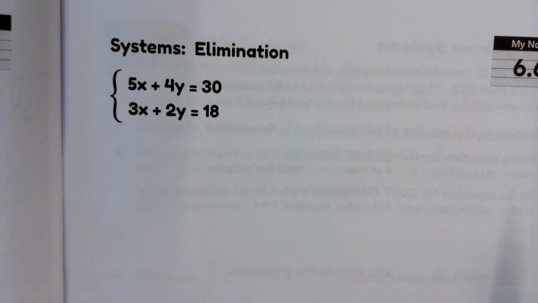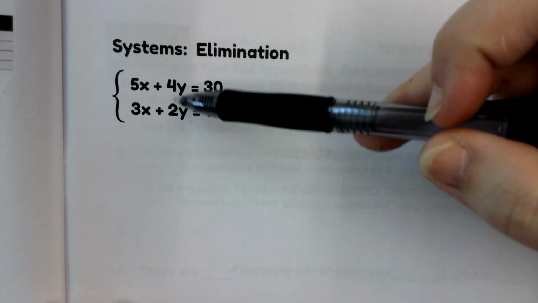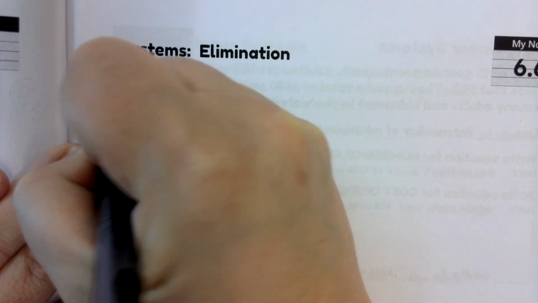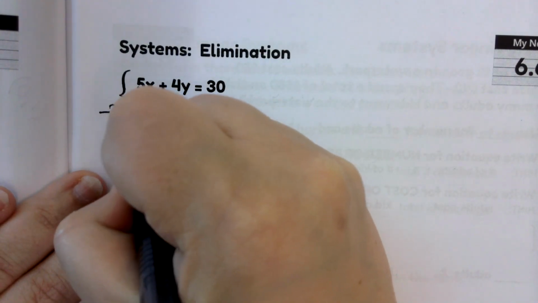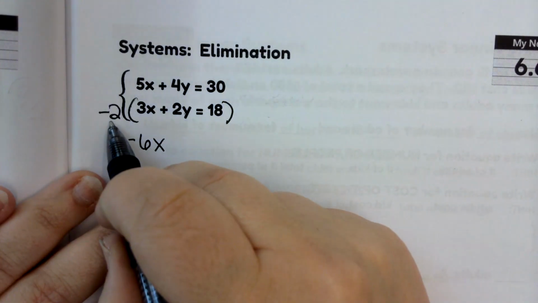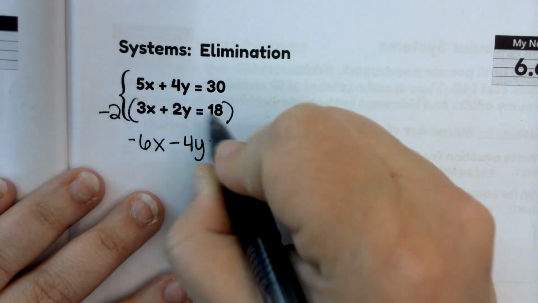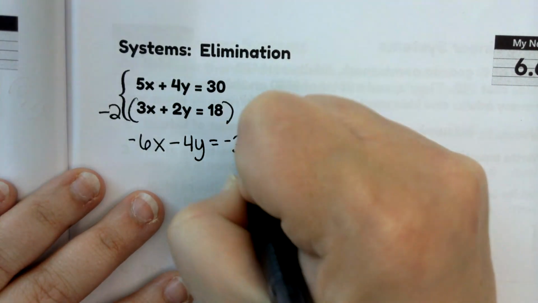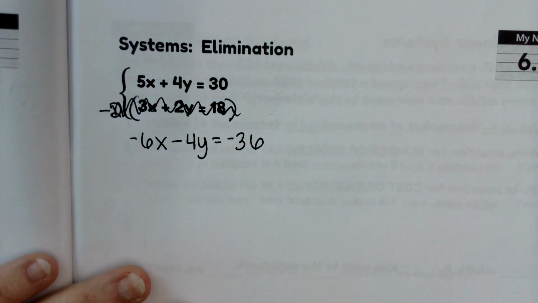Alrighty, last one. I want to have opposites again. So I know 2 times 2 is 4, but I need it to be negative 4. So I'm going to multiply everything on the bottom by negative 2. Negative 2 times 3x is negative 6x. Negative 2 times 2y is negative 4y. Negative 2 times 18 is negative 36. So I'll cross that out. That's not my equation anymore.